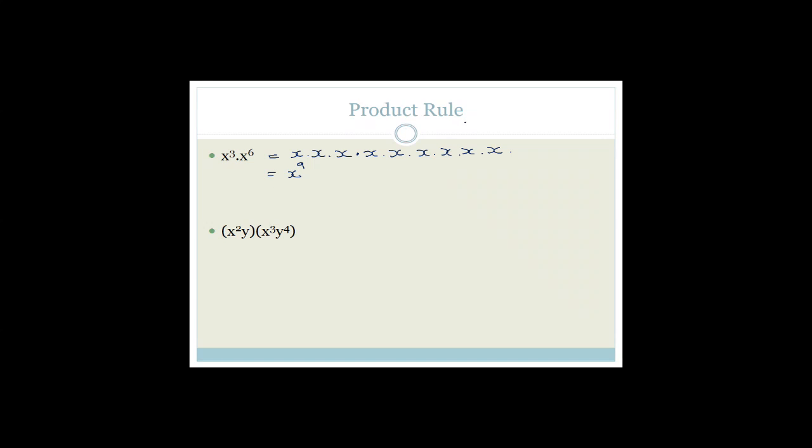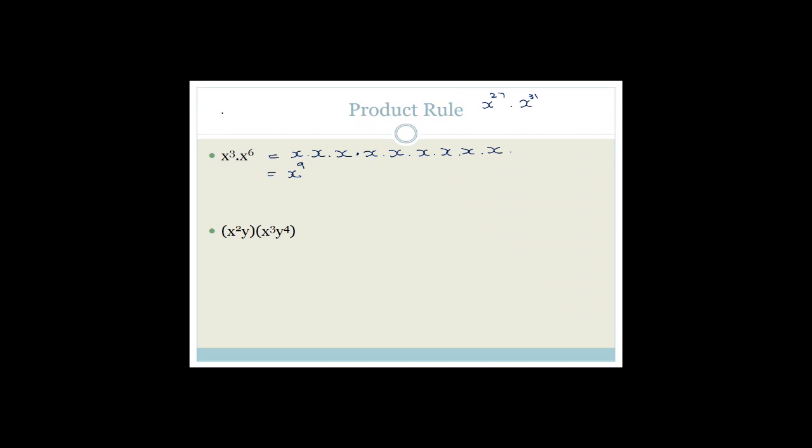Okay, so if you didn't know the product rule, you could actually write it all out and get to the value. But let's get real, grade 11s. You're never going to get something that easy in exams. And also, if you've got x to the 27 times x to the 31, do you really want to be writing out those x's? No, you don't. You want to know the rule.